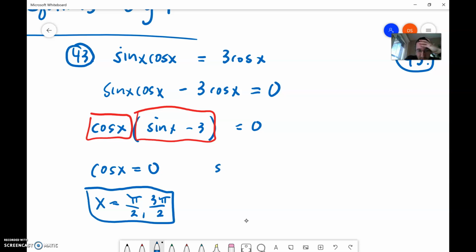And then this second part, sine of x minus 3 equals 0, simplifies to sine of x equals 3. That's not on my unit circle. Sine never equals 3. It equals square root of 3 over 2, but that's a totally different thing. So this is not going to give me any solutions. If it's not something that we're used to solving on the unit circle, then it just doesn't give me solutions. So this one only has 2. So there's 43.